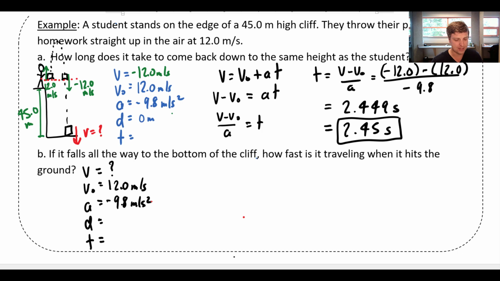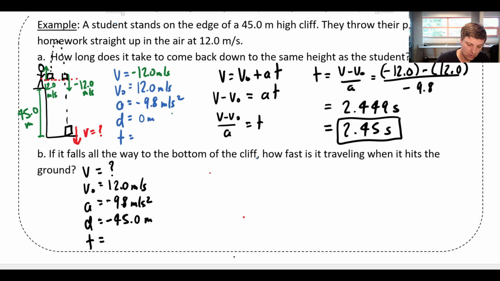And that's a key point, because if it goes up in the air, comes all the way back down to the same height, and then falls further, the displacement means it's fallen down that cliff. So the displacement is not just 45 meters, but it's negative 45 because it fell down. And so with these three variables, I should be able to find my velocity. Just want to point out that in this formula, this is displacement, not distance. So it doesn't matter that the homework goes up and then comes back down. All that matters is where it starts and where it ends up.